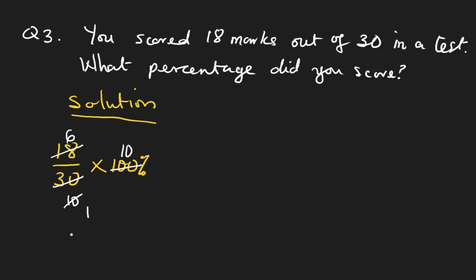The next thing I can do is to say 6 times 10, 6 times 10%, which gives me 60%. So it means your 18 out of 30 is equivalent to 60%.